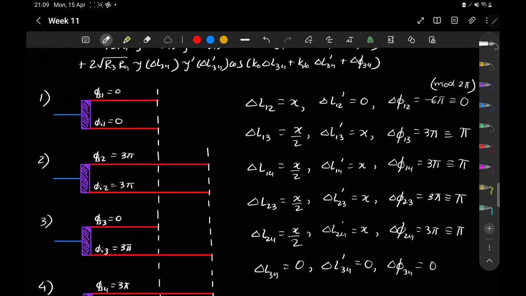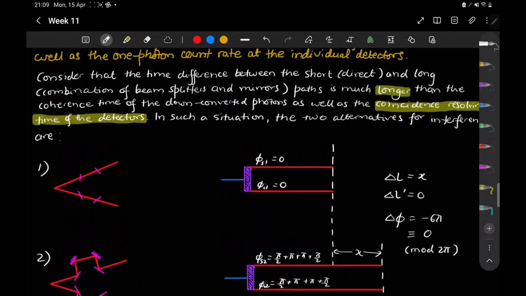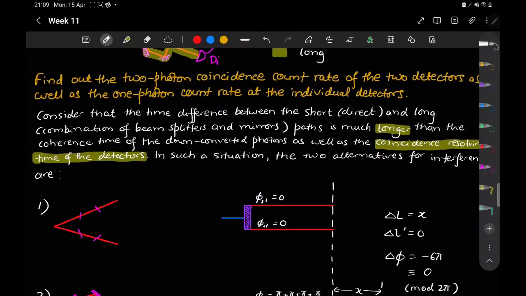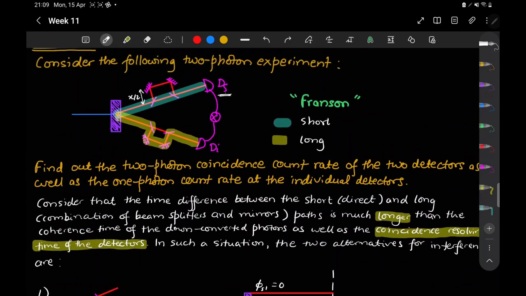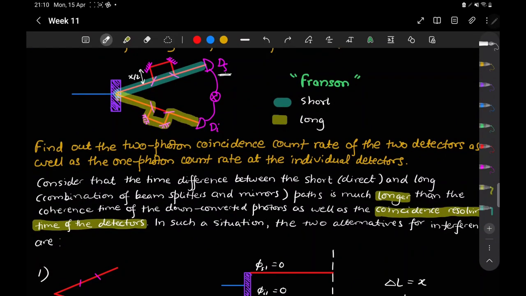Okay, someone is asking why right now we are having 4 alternatives, but before we had only 2 alternatives. As I had highlighted in yellow over here, in the first situation, we considered that the path length difference between this short path highlighted in green and the long path highlighted in yellow is much longer. The time difference is much longer than the coincidence resolving time.